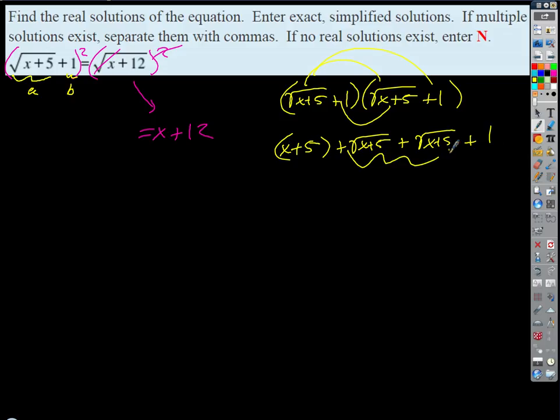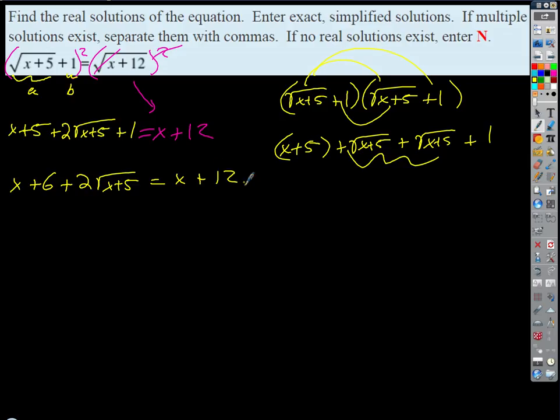If I had x plus x, what would that simplify to? It'd be 2x, wouldn't it? So in this case, I've got square root plus square root is just 2 times that square root. So we end up over here with x plus 5 plus 2 times the square root of x plus 5 plus 1. So I can combine some like terms over here. I get x plus 5 plus 1 is x plus 6 plus 2 times the square root of x plus 5 equals x plus 12.